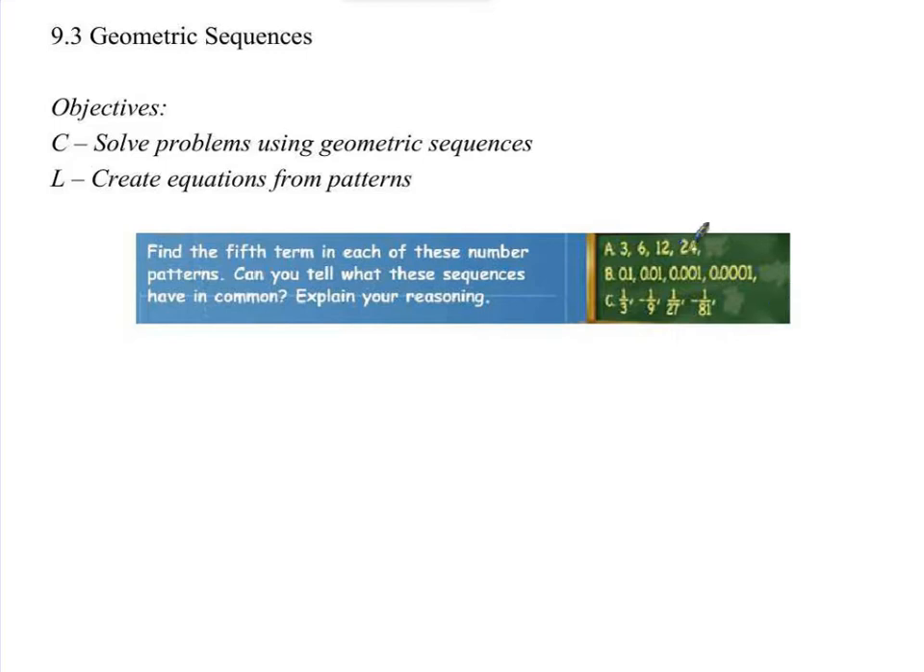So for part A, what would the next number be? 3, 6, 12, 24, 48. And for part B, what would the next one be? Okay, and then for part C, what would the next one be? Positive or negative? Positive, 1 over 243. So what's happening each time in all three of these? They have something in common.